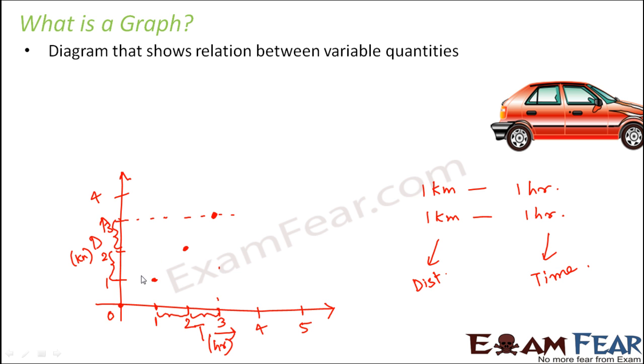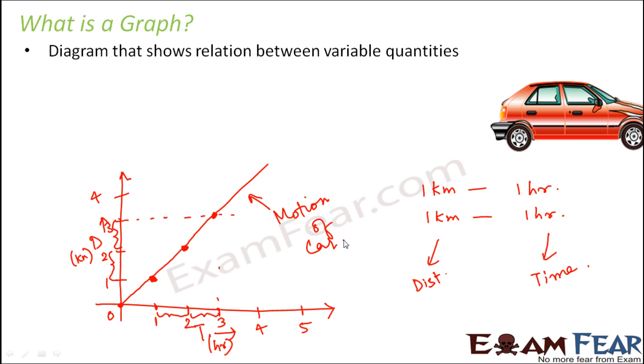Now when you join all these points together, what do you get? You get a straight line. So this straight line basically describes the motion of the car. That means it tells you how the car is moving. That means the car is moving with the speed remaining uniform. So it is moving at the same speed. That is, every 1 hour it is covering 1 kilometer.